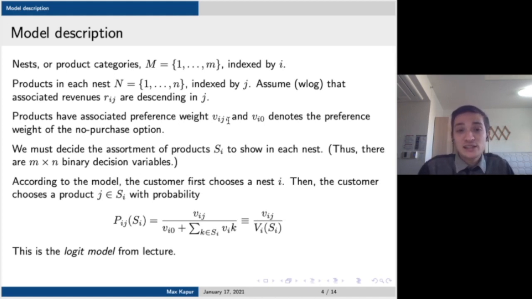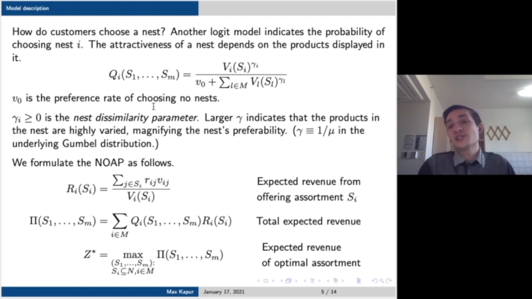And we must decide the assortment of products to show in each nest. So according to the model, the consumer first chooses a nest, i, and then the customer will choose a product within that nest with a probability that's given by this expression that we know from lecture. But the way that the customer chooses their nest is given by yet another logit model, and in this case, the attractiveness of each nest depends on the products that are displayed in it. V0 is the preference weight of choosing no nest at all, and gamma is the overall nest dissimilarity parameter. So a larger gamma will indicate that the products in the nest are highly varied, magnifying the nest's preferability.